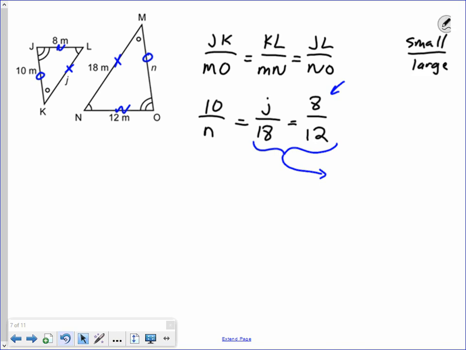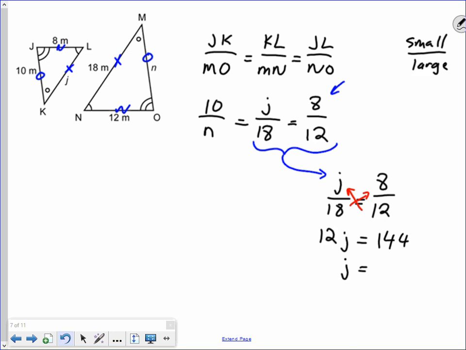Okay, we're going to do J over 18 equals 8 over 12, and we're going to cross multiply, and then we're going to divide. So we're going to have 12J equals 18 times 8, which is 144. Divide both sides by 12. J is going to be 12 meters.